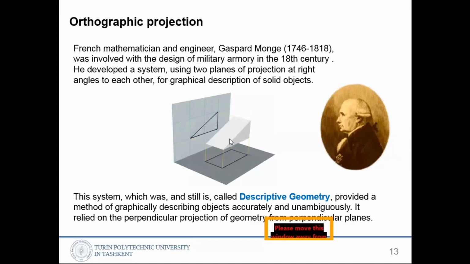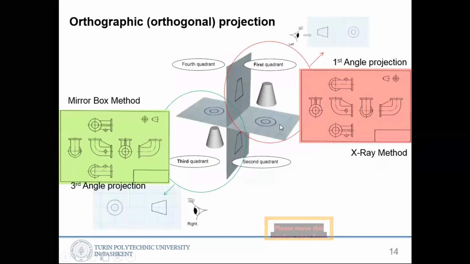Okay, so by having these two projections, this kind of way was invented by him. It is called descriptive geometry. We will have these kinds of techniques in our lecture, 4 or 5 lectures. So there is a way of making projections.